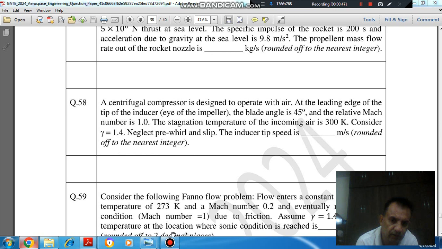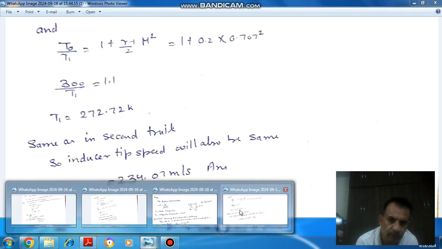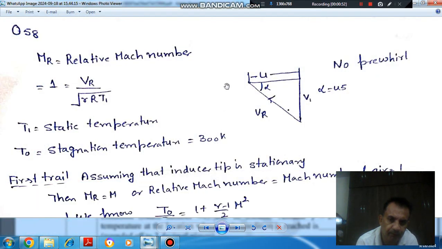Here, this is the velocity diagram at the impeller tip. U is the velocity of the tip, V1 is the velocity of air, and this is the relative velocity. When there is no free whirl, there is no whirl component, so this is the velocity of air, this is the relative velocity, and this is the inducer tip speed, or velocity of the compressor at the tip. This angle is the blade angle, that is 45 degrees.